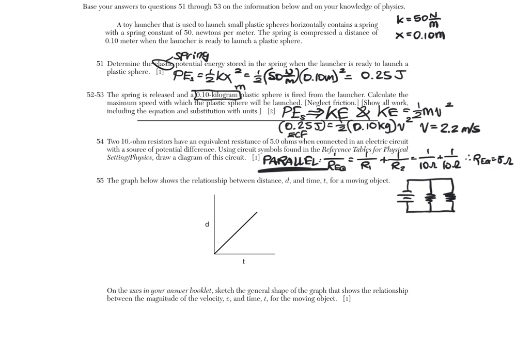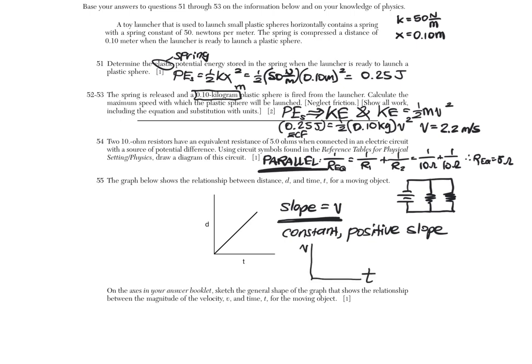55, graph of distance versus time with a steady slope. I know the slope of a d versus t graph is velocity. It says, on the axes in your answer booklet, sketch a general shape of the graph that shows the relationship between the magnitude of velocity and time for the moving object. Here's the key: the slope is the velocity, and this is a constant positive slope, so therefore my v versus t graph would be positive and constant.